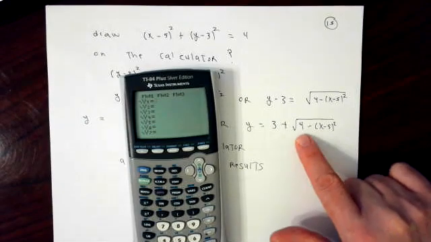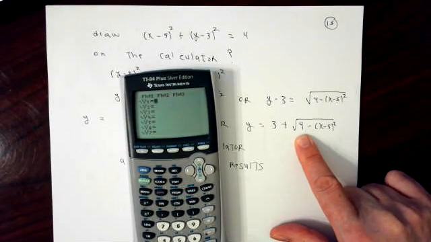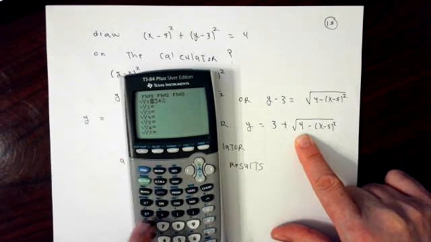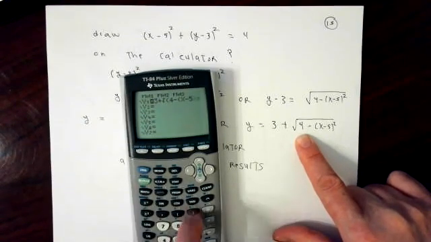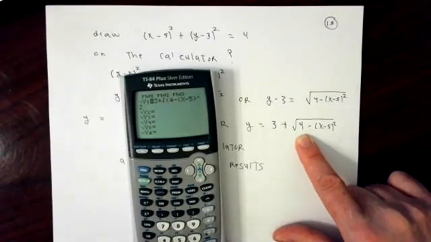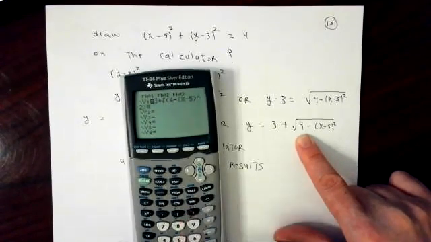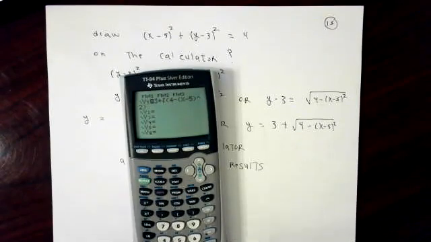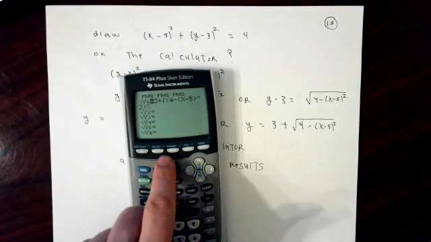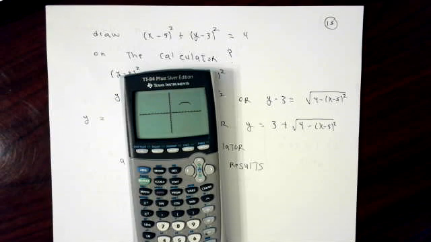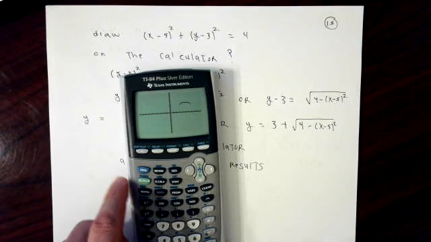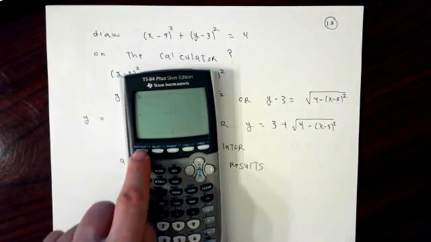This is going to get a little awkward here, so just one moment. For y1, I want to put this in. So I'm going to have 3 plus the square root of 4 minus, open parentheses, x minus 5, close parentheses, squared. And then I have to close parentheses on the square root. Let me make sure I haven't made any typos there. Standard viewing window. Okay, we'll notice that we don't have objections to this already, but we'll see about that in a minute.